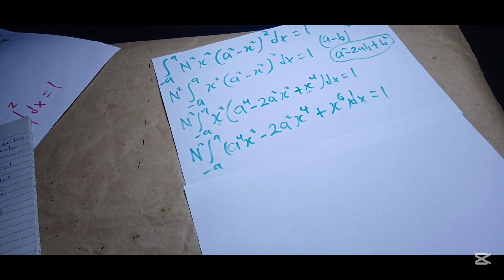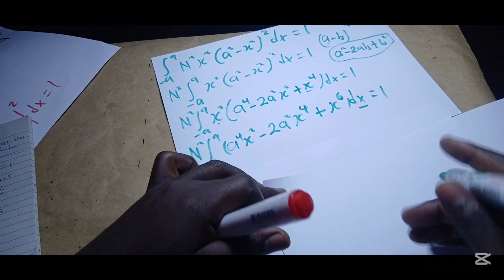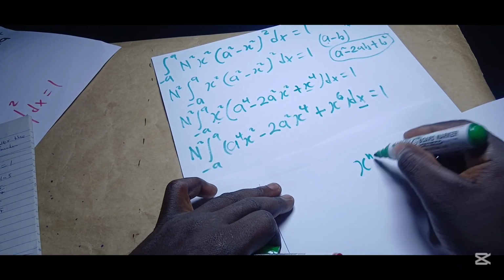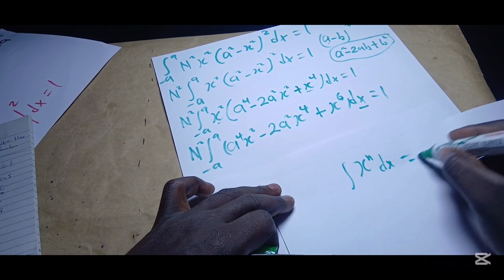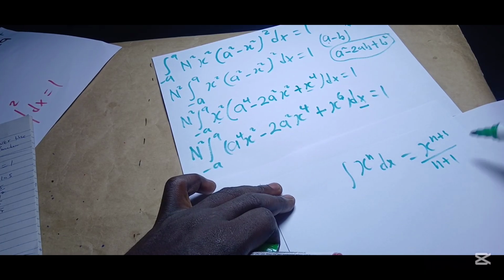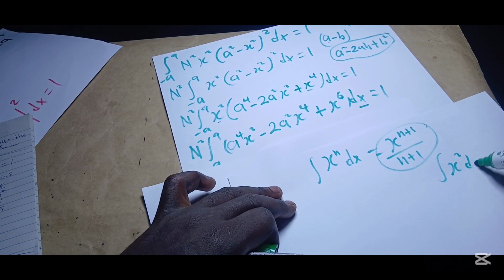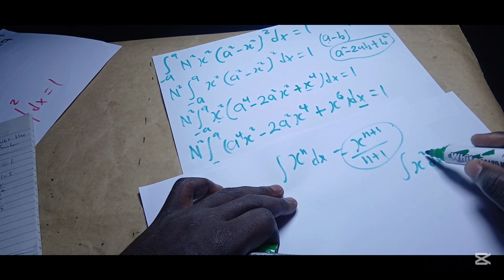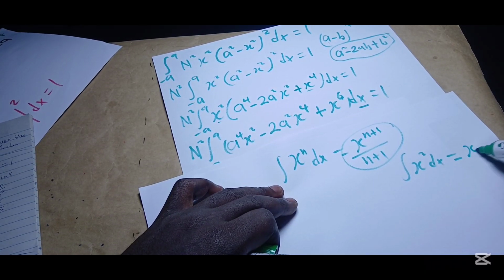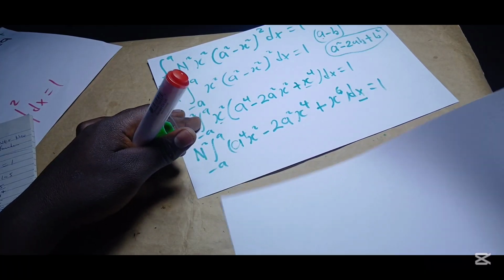The next thing we want to do is to integrate the whole thing with respect to x. Then if we have x to the power n and I'm integrating with respect to x, it's going to be x to the power n plus 1 all divided by n plus 1. So let's do that. So integrating x to the power 2 with respect to x is going to give me x, the power will increase by 1, which will give me x to the power 3. Then I'll divide everything by 3.